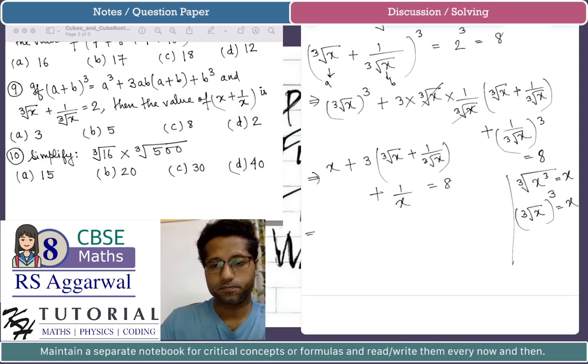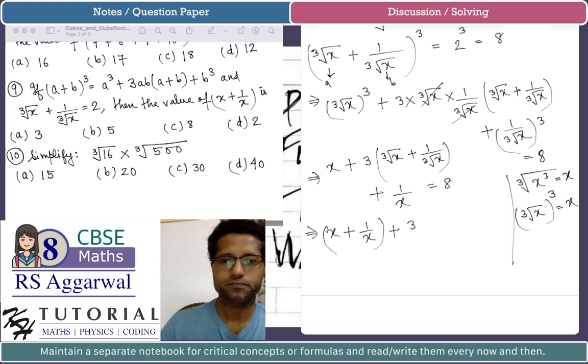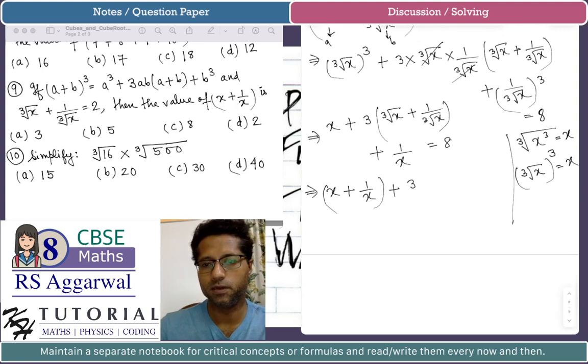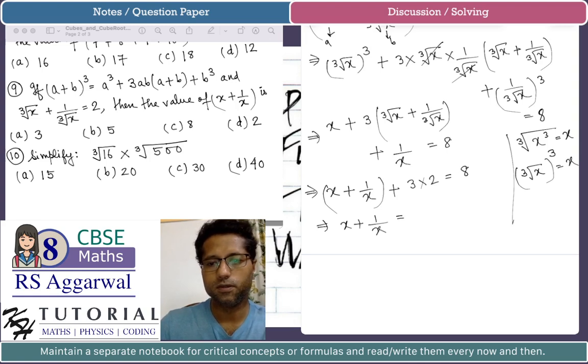Now this implies we have x plus 1 by x plus 3 into cube root of x plus 1 by cube root of x, which was already given to be 2, so we have 3 into 2, equals 8. So this implies x plus 1 by x is equal to 8 minus 6, equals 2. So the value of x plus 1 by x is 2, and the correct choice is D. D is the correct choice.